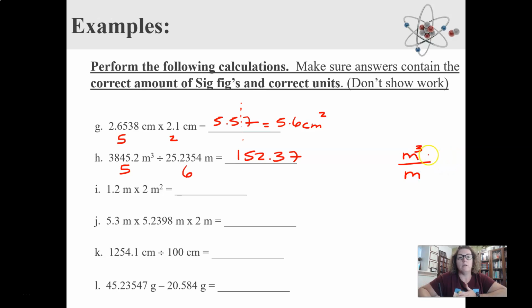Well, if you can't figure this out, another way to do this is if you have meters times meters times meters, divided by meters. So basically one of these meters is going to cancel, and I have 2 meters left. So that means I have meters times meters, which means this is meters squared.